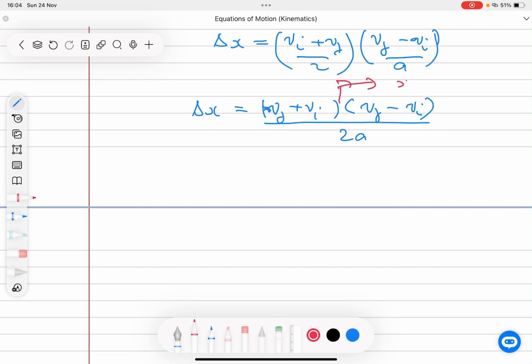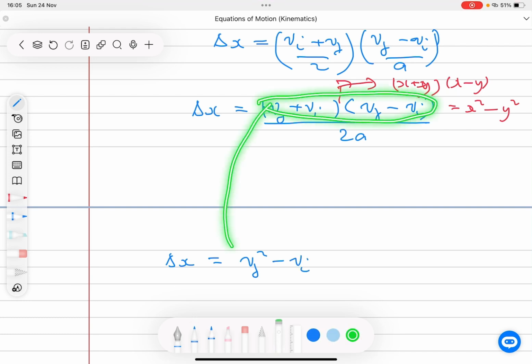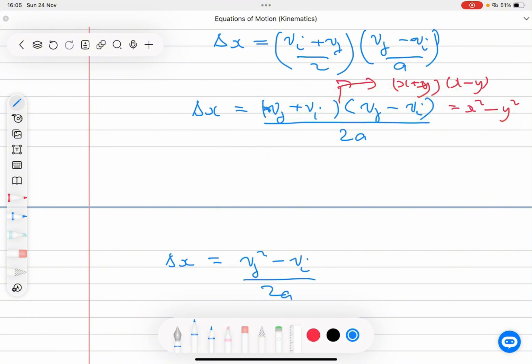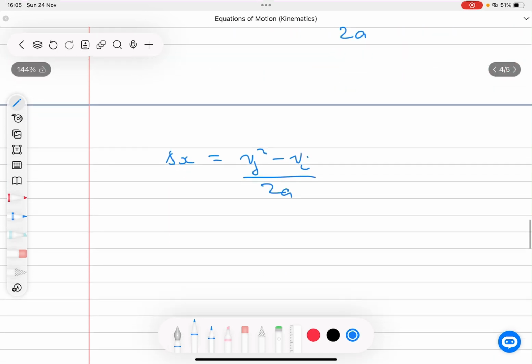Just to remind you, I'm saying here that if you were to have x plus y and you were to have x minus y, this would be x squared minus y squared. And we are going to do exactly that in solving this problem. So this here I'm going to have final velocity squared minus initial velocity squared. This guy here will give me this here, right? Because the difference of 2 squares. So this will be divided by 2a.